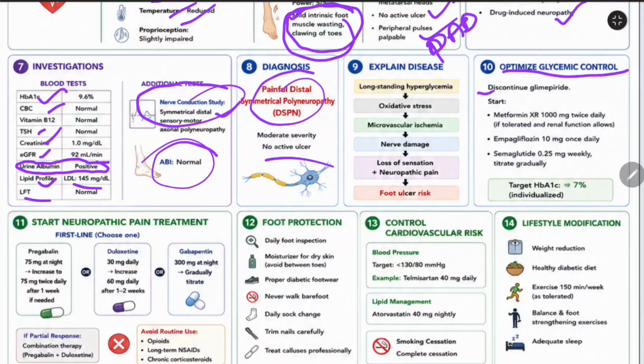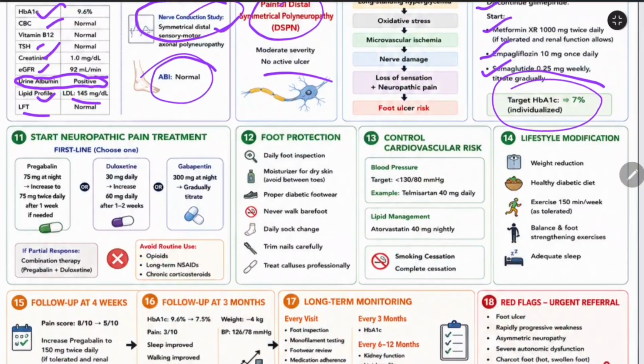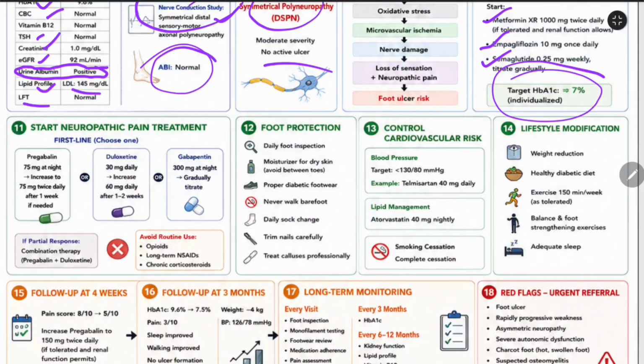So this is the management. We will discontinue the glimepiride. We'll continue metformin, add empagliflozin, and we will start semaglutide because the patient is overweight. Target HbA1c is less than 7%. Then for symptomatic treatment, we'll start either pregabalin, duloxetine, gabapentin, or we can use a combination therapy like pregabalin and duloxetine. We will not use opioids, long-term NSAIDs or chronic corticosteroids.